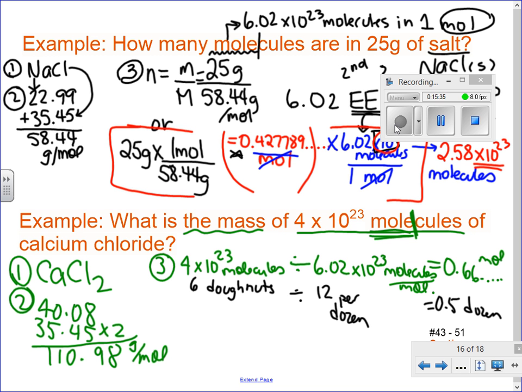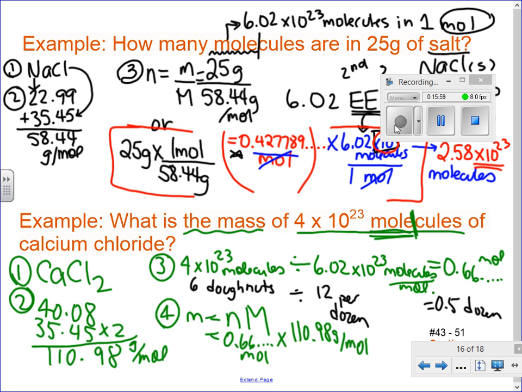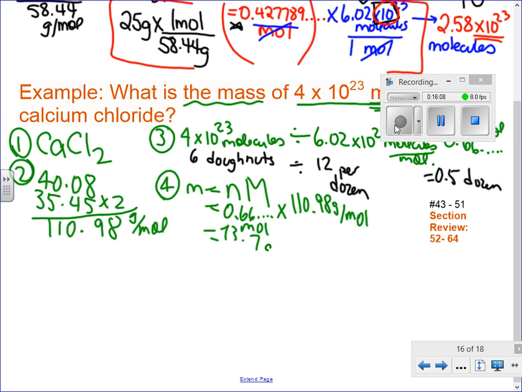Now that I know how many moles, I could figure out the mass. Mass is moles multiplied by molar mass, if I'm using the formula. So I would take 0.66, etc. moles, and multiply that with the molar mass, 110.98 grams per mole. That's how I would get my answer, which is 73.7 grams.